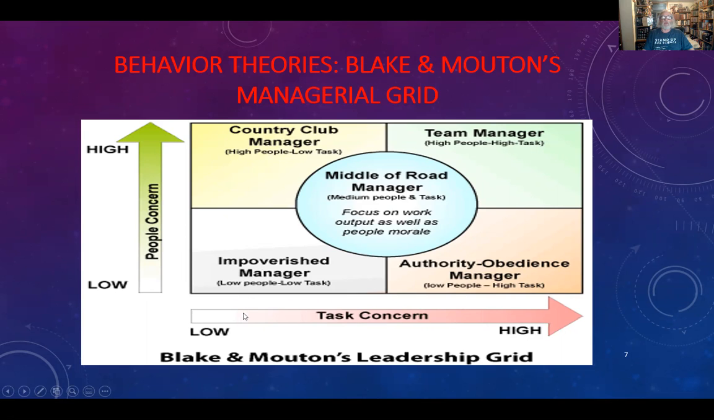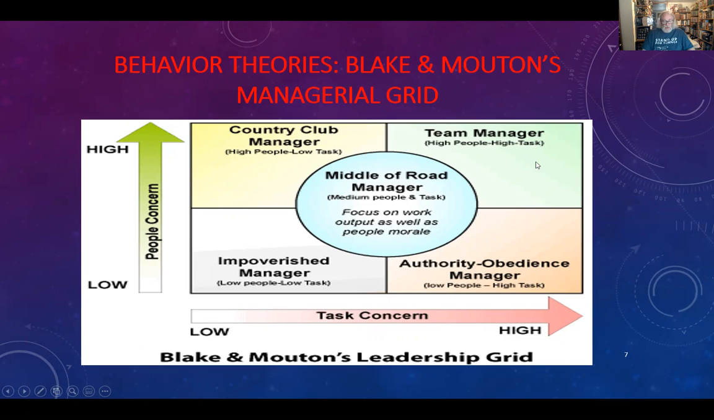So you don't want to be over here where you're low in people concern and task concern. That just says something about you. Now let's just jump back up here across to the team manager. You can see once again, we're high in concern for people. And we're also high in concern for getting the job done in the task side.